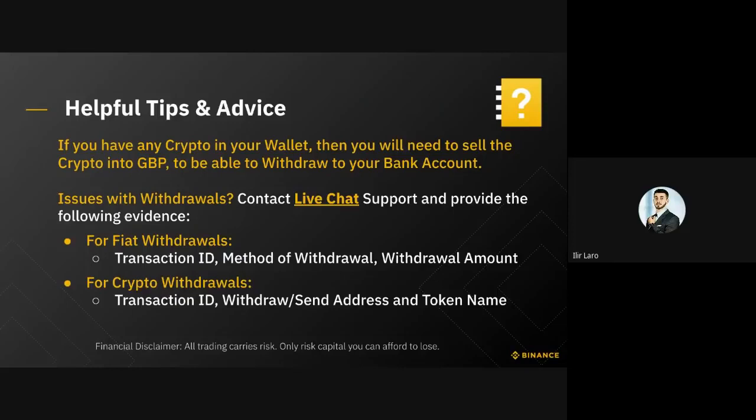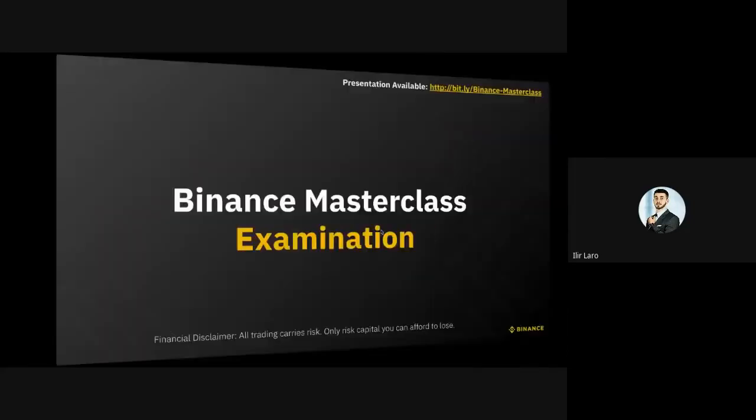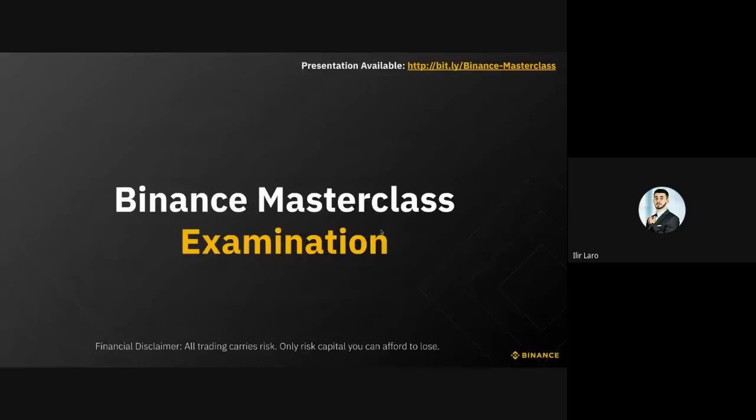If you have any issues with your withdrawals, please contact live support and our customer support team will assist you further. If you have problems or any issues with your fiat withdrawals, provide your transaction ID, your method of withdrawal, that will be either faster payments or bank card, and then enter your withdrawal amount. For crypto withdrawals, it's transaction ID, withdrawal/send address, and the token name. So that's pretty much it regarding the masterclass.